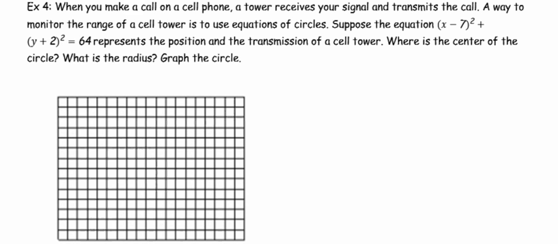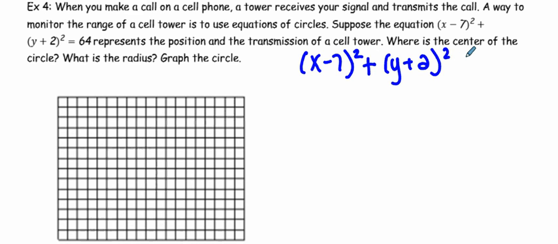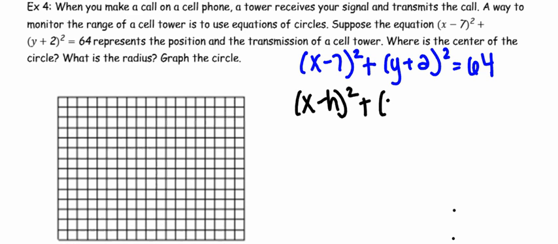It says, suppose the equation of a circle is (x − 7)² + (y + 2)² = 64. And that represents the position and the translation of the cell tower. It says, where is the center? What is the radius? And graph the circle. So I'm going to recopy this equation of the circle first: (x − 7)² + (y + 2)² = 64. And right under that, I'm going to write the generic equation of a circle, just so we have that for our reference, because it might be helpful.